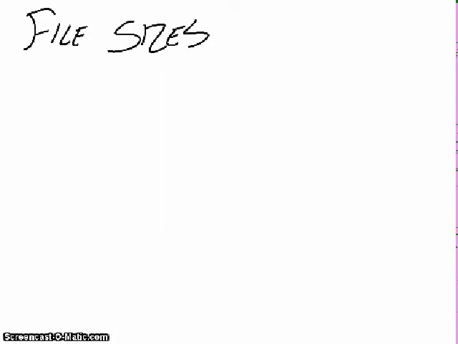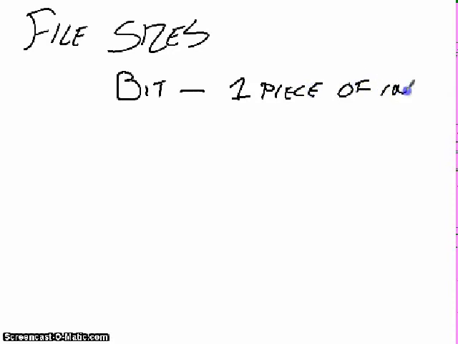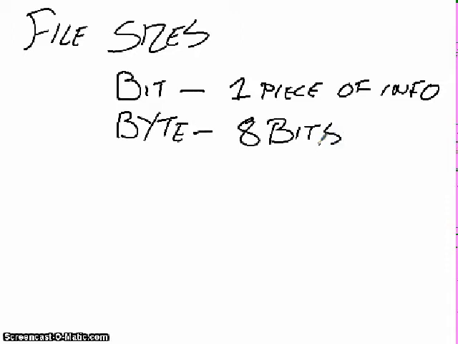Now there are different file sizes and they work upwards, and we'll just go through what the sizes are and what they mean. So the smallest file size that you can get in a computer is a bit, and a bit is one piece of information. The next size up is a byte, and a byte is 8 bits. Now that's the first bit that's quite confusing.